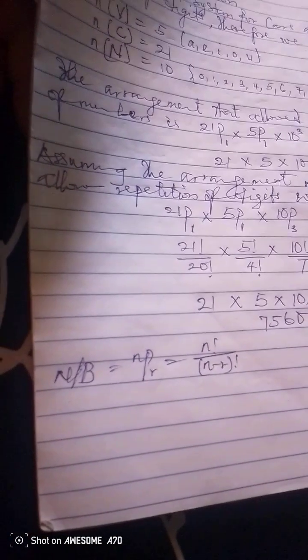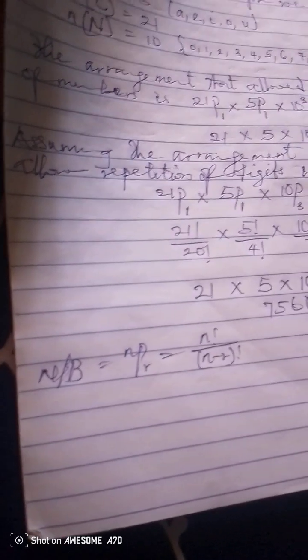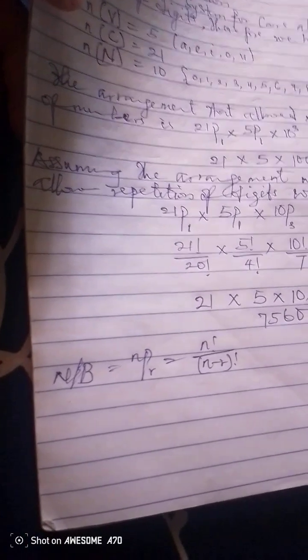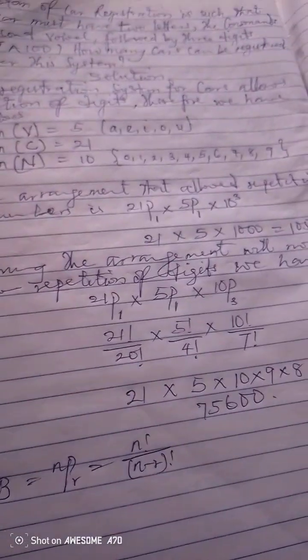Note, n permutation r is n factorial, all over bracket opens n minus r factorial. Okay, that's for the first question. Let's look at the second question.